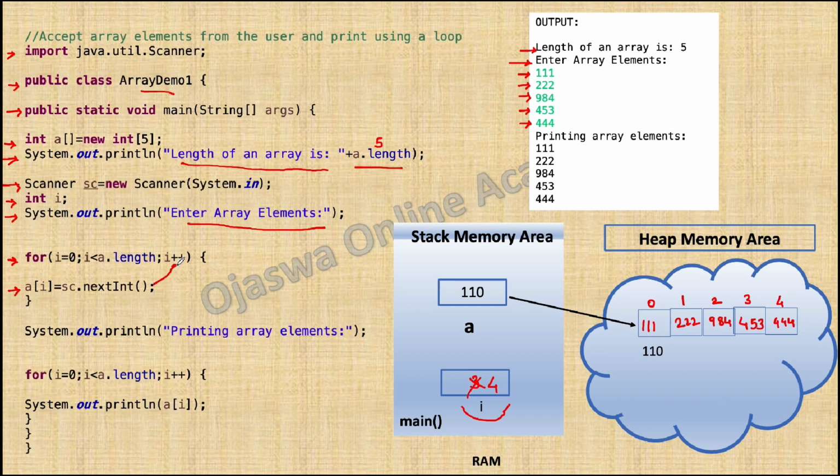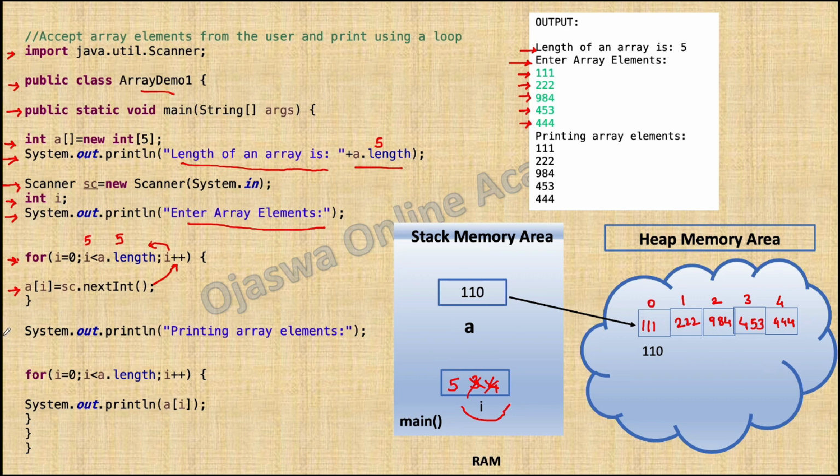Now again control goes to i++. Value of i is 4. i is incremented by 1. Now the value becomes 5. So the previous value is replaced with 5. And from here control goes to the condition 5 less than 5. 5 is not less than 5. The condition becomes false and the loop terminates. So like this, all the elements from 0 to 4 are accepted from the user and stored in the array.